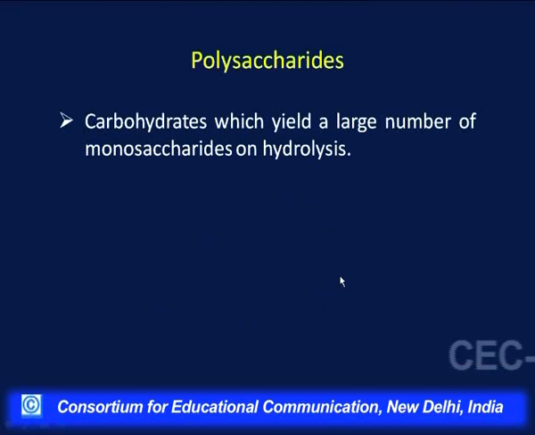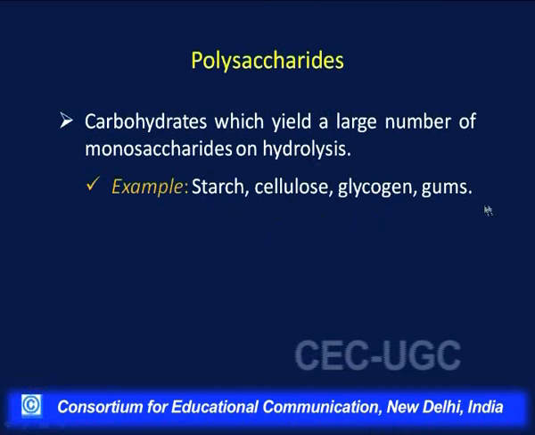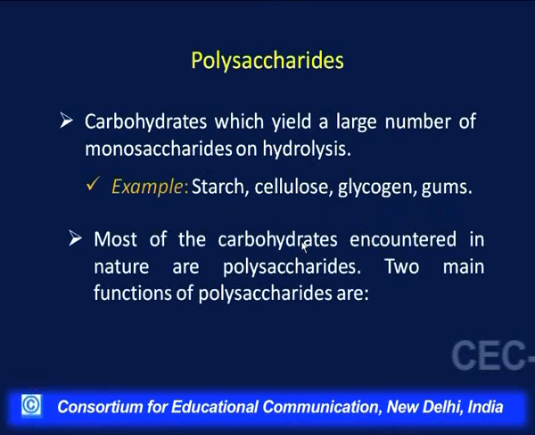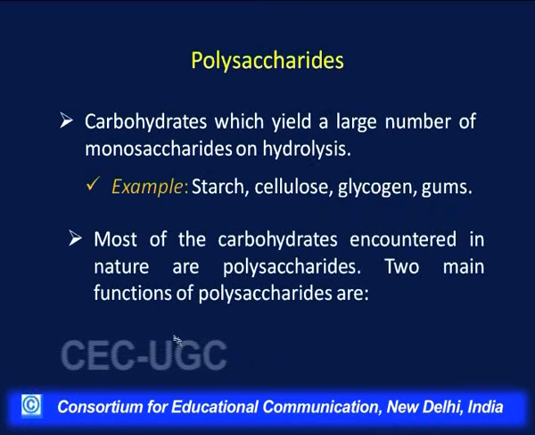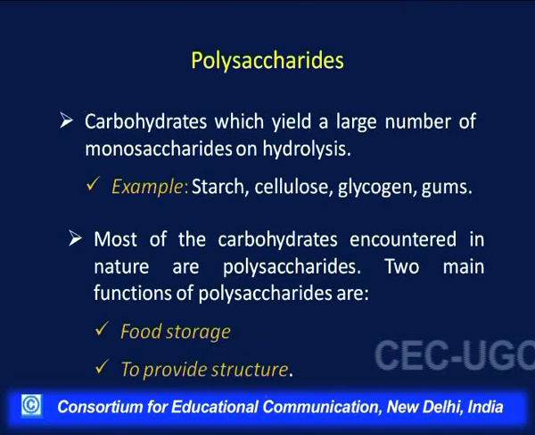Let us move on to polysaccharides. Polysaccharides are those carbohydrates which yield a large number of monosaccharide molecules on hydrolysis, and in our general life we deal more with the polysaccharide molecules. The common examples of polysaccharides are starch, cellulose, glycogen, and different gums which we get from plants. The two main functions of the polysaccharides are that they are food storage or they provide structure.